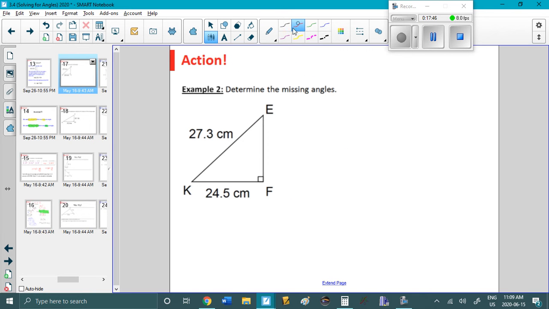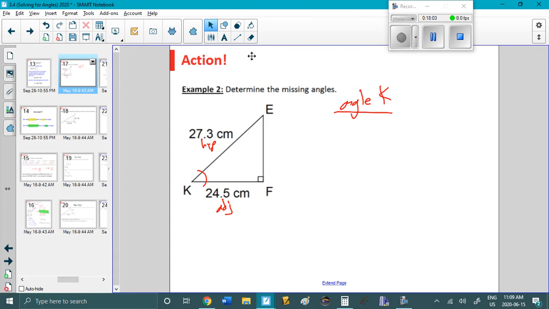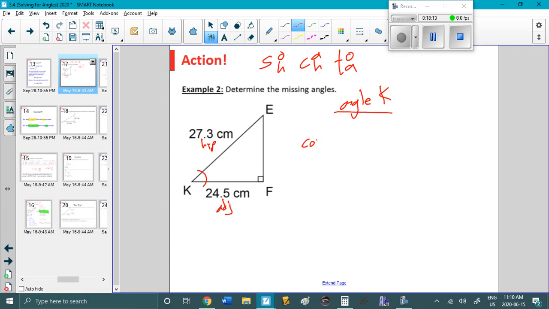All right, next up, determine the missing angles. We'll do angle K first. So if this is angle K, this is my hypotenuse. It's the longest side. This is the opposite, but we don't know it. This is the adjacent. So let me bring my SOHCAHTOA in here if I still have it copied, and I do. Okay, so if we have the adjacent and the hypotenuse, A and H is cos. So cos K is the adjacent, 24.5, divided by the hypotenuse, 27.3.